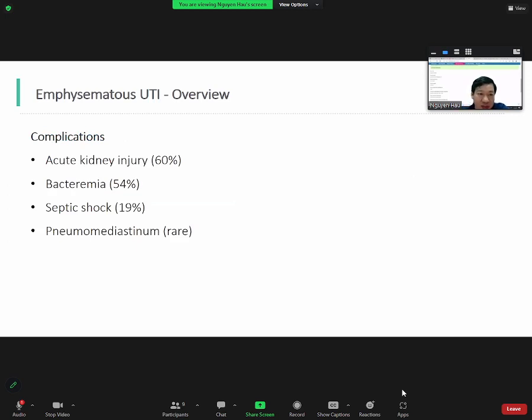Some complications you can see: acute kidney injury, bacteremia, septic shock, or pneumomediastinum. We have a case of pneumomediastinum, and I think in the near future Dr. Hong will show you that case, our case. And the patient died very quickly.